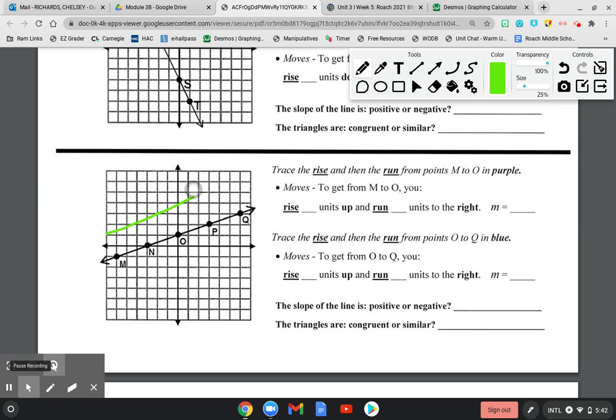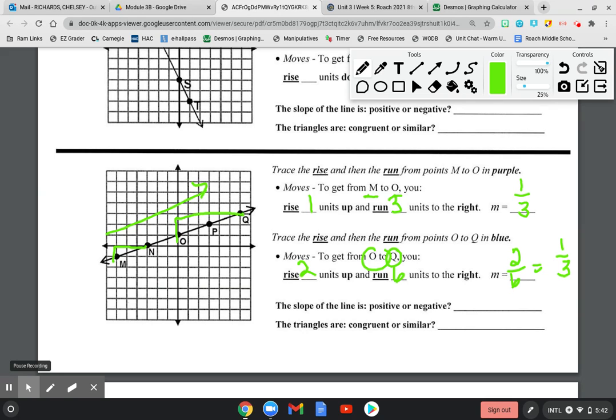You can see that this is an increasing graph. It's increasing. So guys, your slope is going to be positive. If I go from point M to O, up 1 over 3. So up 1, my rise is 1, my run is 3, 1, 3. Same thing here from O to Q. This time I'm doing a bigger triangle. Up 2, and this would be over 6. Up 2 over 6. 2 over 6 is the same thing as 1 over 3.